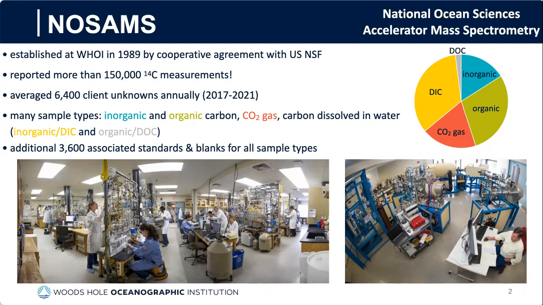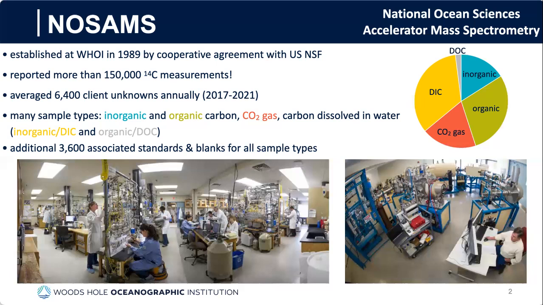And those unknowns include many different sample types. Some of the most common ones are indicated here, both inorganic and organic carbon, carbon dioxide gas, carbon dissolved in water, both inorganic or DIC and organic or DOC. This is a rough breakdown of the average proportions of those sample types each year.